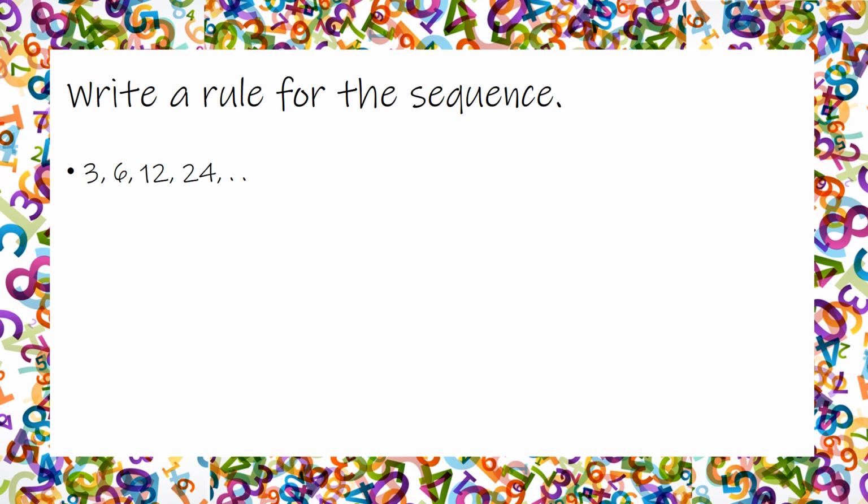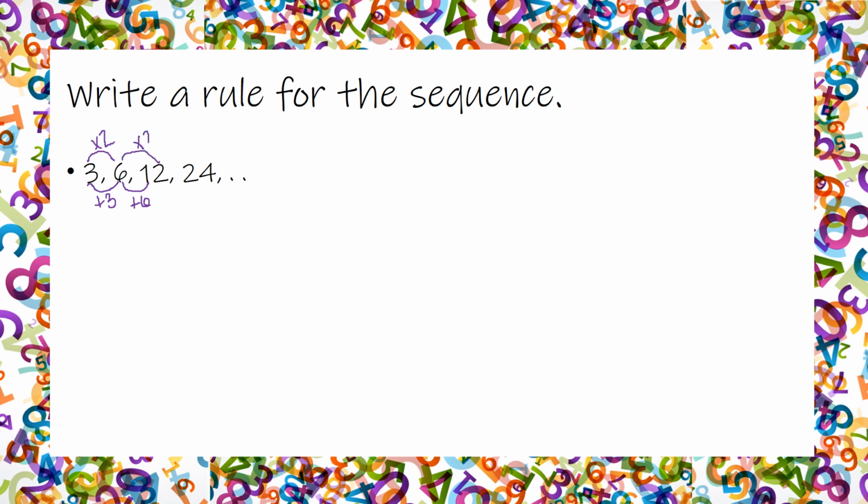Write a rule for the sequence. So the first thing we've got to do is figure out what is happening here. From 3 to 6, we're adding 3. 6 to 12, we're adding 6. Because this isn't a consistent number, it's not an arithmetic sequence, it's a geometric sequence.